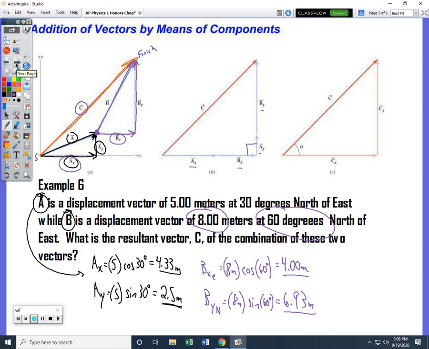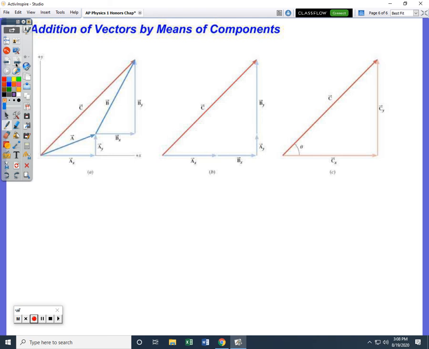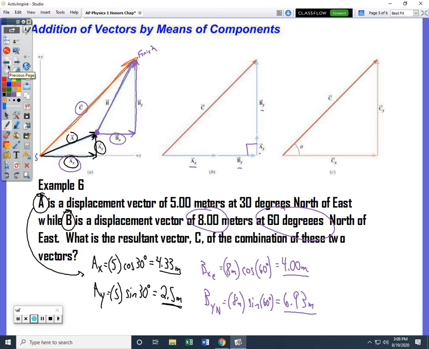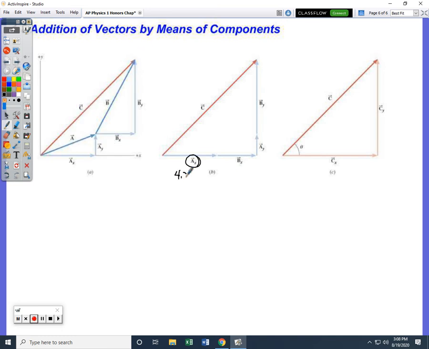How do I get C now? My ultimate goal with C is to combine those together. So how far did A go in the x direction? 4.33 meters. How far did B go in the x direction? It went 4 meters. So the total of those two in the x direction, in other words what CX is, is the sum of those, because they're in the same direction. We had that in the first little thing: if they're in the same direction, you just get to add them. So this is going to be 8.33 meters east.